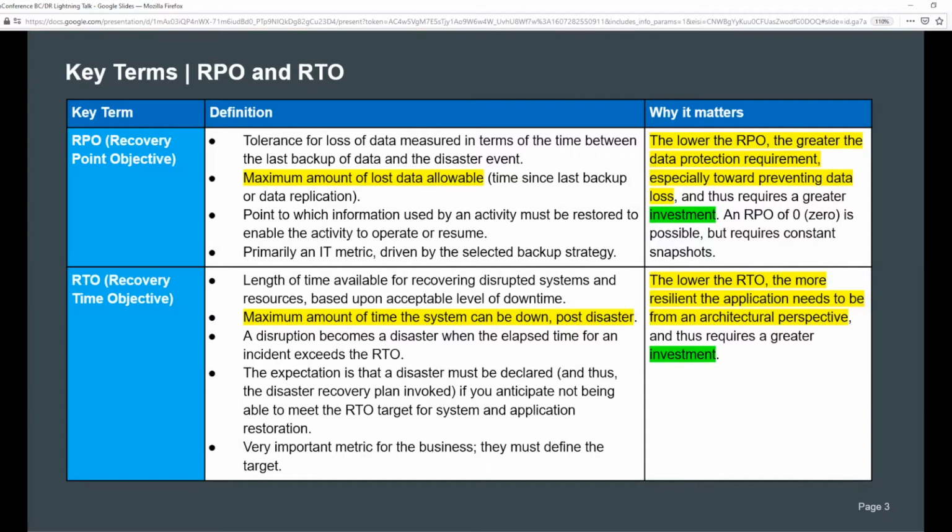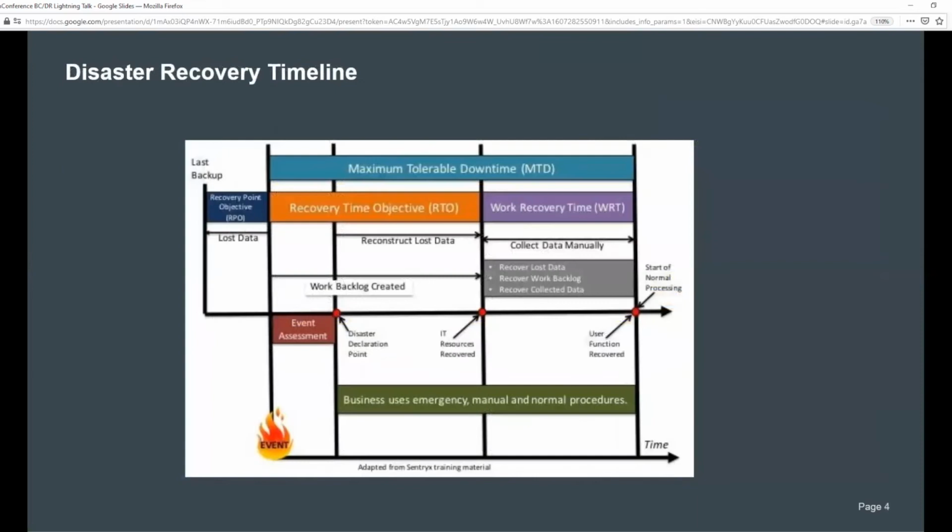Now you'll notice I have the word investment highlighted in green, and that's because if the business requires these objectives and the system as designed is not capable of meeting them, an infrastructure investment is needed to allow for this high level of resiliency. Let's take a look at an IT disaster timeline.